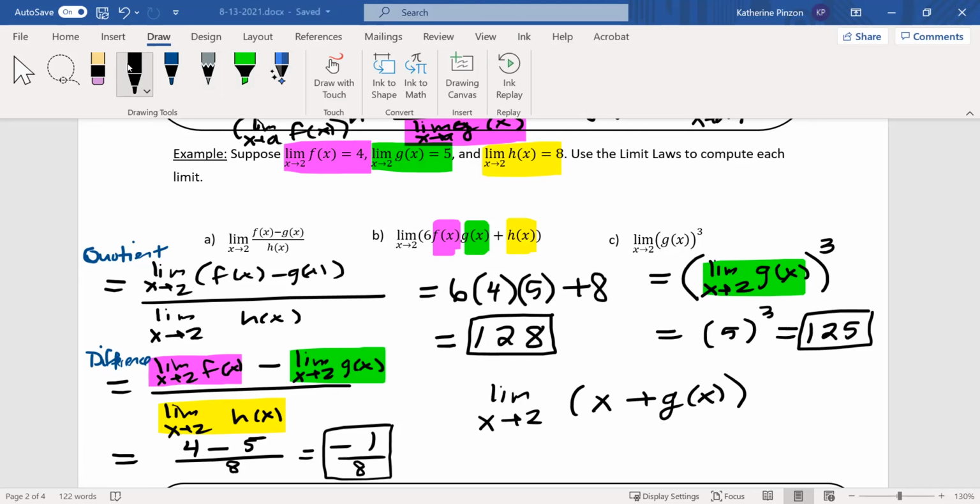What's different about this one than the other 3 that I did? It's got that x all by itself, right? This one has that x all by itself. So I can use the addition rule to separate this into 2 pieces. I can separate it into the limit as x approaches 2 of this function x plus the limit as x approaches 2 of that function g of x.